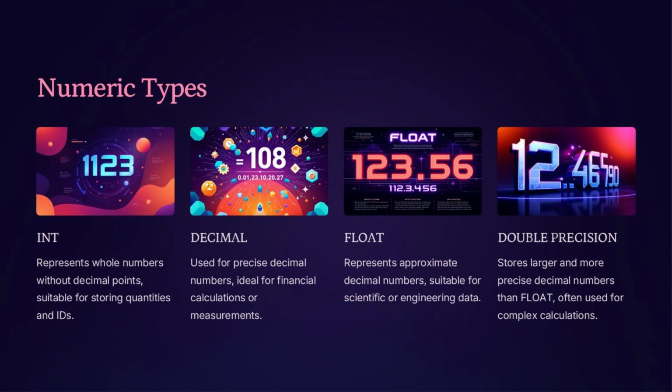Double precision is an even more precise decimal type that can handle larger and more complex numbers, often used for advanced calculations. The choice of numeric type depends on the specific needs of the data and application. Int for integers, decimal for finance, float for science, and double precision for advanced math.